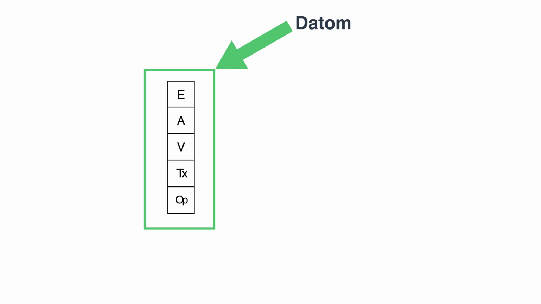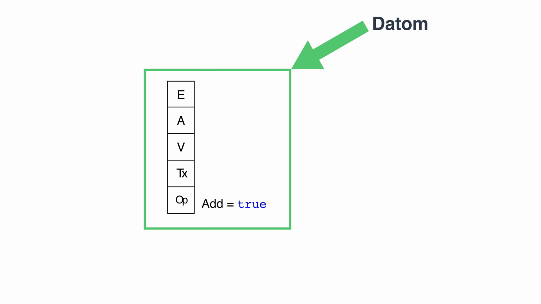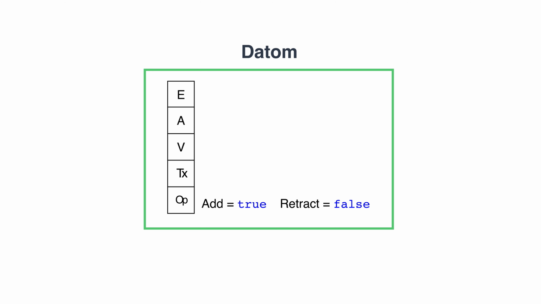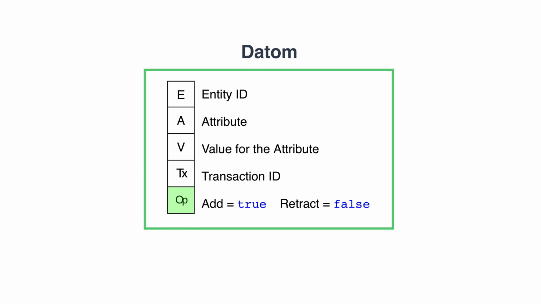In Datomic, a database value is a collection of datums. A datum is an atomic fact that represents the addition or retraction of a relation between an entity, an attribute, a value, and a transaction. A datum is expressed as a 5-tuple: an entity ID, an attribute, a value for the attribute, a transaction ID, and a boolean indicating whether the datum is being added or retracted.